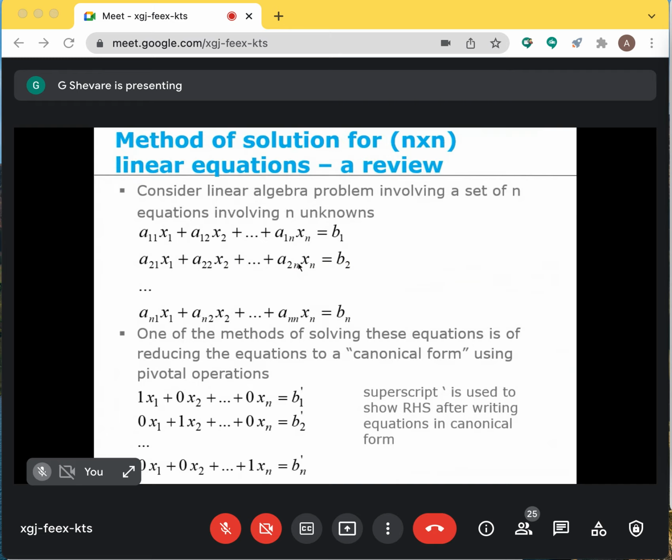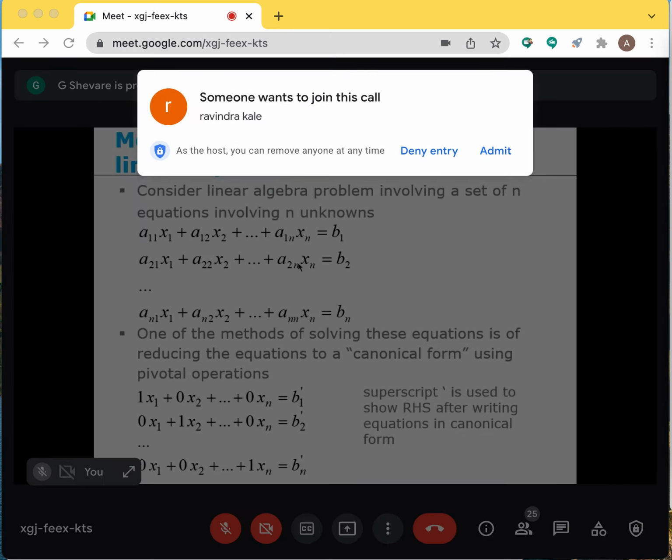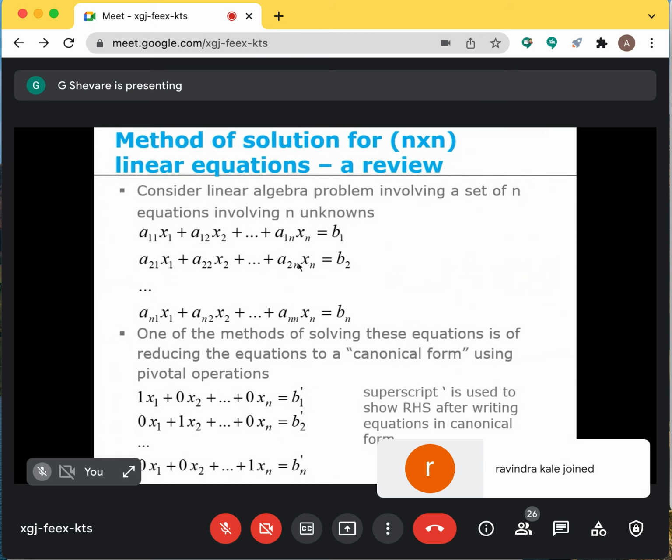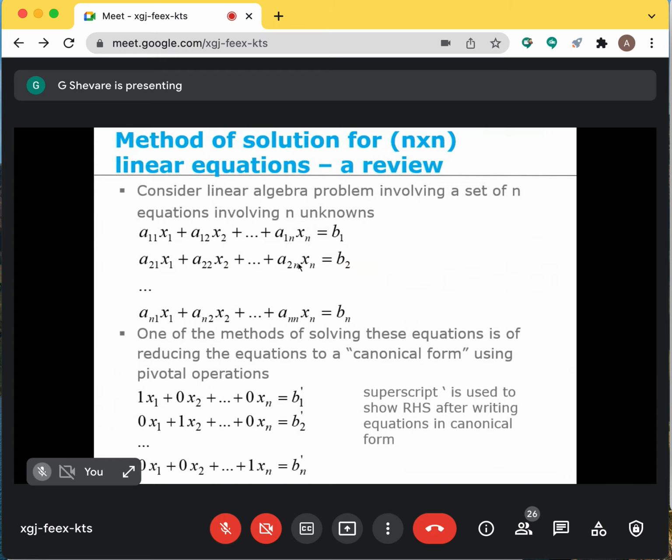One of the methods, as I told you, is the simplex method, and the simplex method requires some background in the solution of simultaneous linear algebraic equations. That is why we will have a couple of slides on the review of how to solve linear equations first, because the methodology in the solution of linear equations is the one which is used in linear programming.